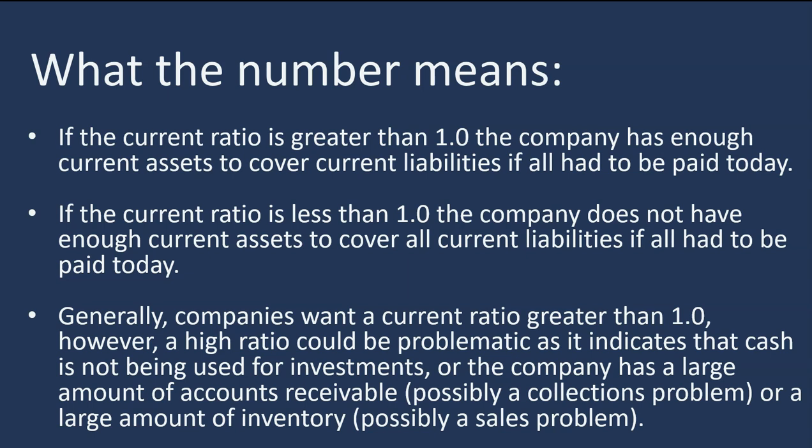However, you don't want to go so high that you are either sitting on cash, because that could be used for investments or could be used elsewhere in the business, or some of the other areas, accounts receivable. You don't want a particularly high number in the accounts receivable, because that may indicate you're not collecting from customers. The other reason could be a large amount of inventory, which is possibly a sales problem. So if I have been sitting on a lot of inventory, it's sitting on my shelf, yes, that is a current asset and will make the ratio larger, but it may not exactly be the best thing for my business. So take the number with a little bit of context and see whether or not it is above one, below one, and then look at reasons why the ratio is what it is.